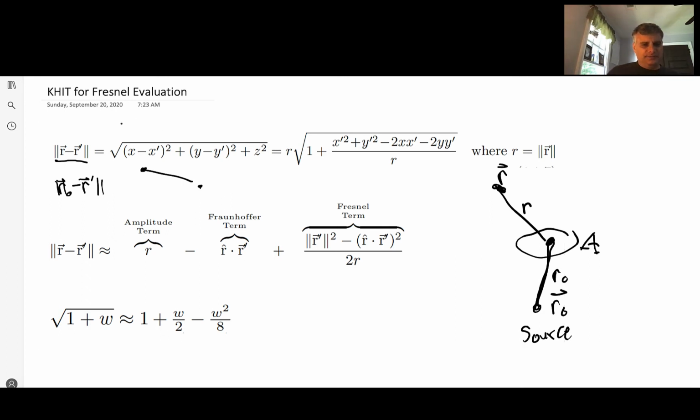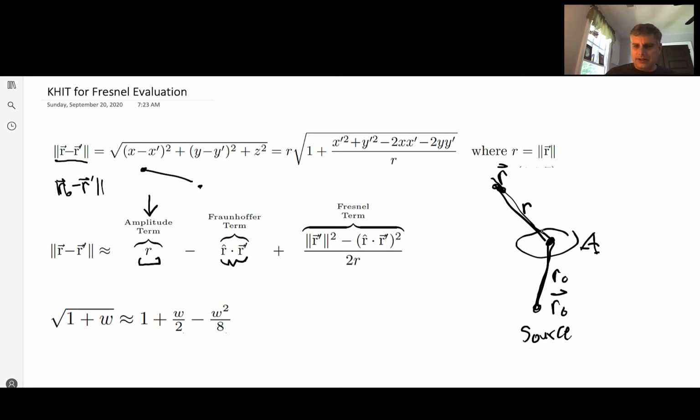So if I do that for the magnitude of r minus r prime, I can write that as an amplitude term, r, because basically what I'm saying is that when I factor this out, r is so big, my point of observation is so far away, that these minor displacements in x prime and y prime don't really amount to anything. And that's the approximation that I use in the amplitude. That one right there.